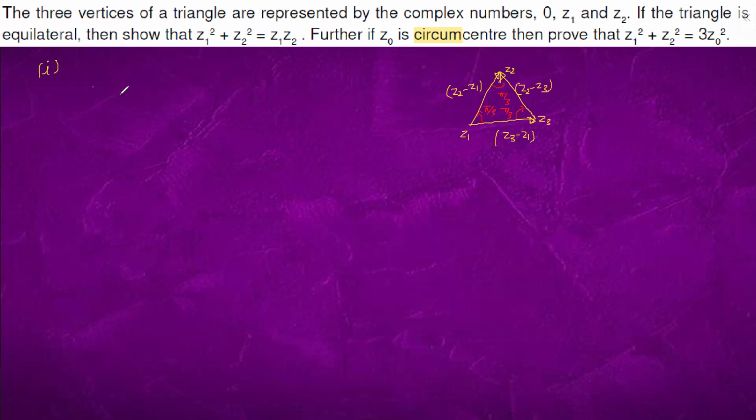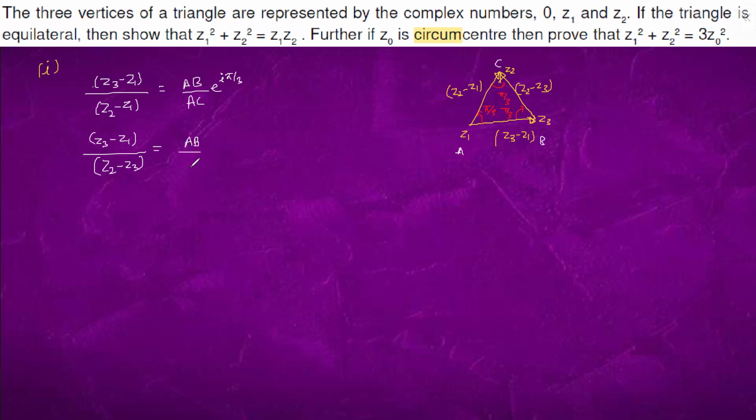So we have z3 minus z1 upon z2 minus z1, if we consider that, AB upon AC, e to the power iota pi by 3. And second, we have z3 minus z1 upon z2 minus z3 equals AB upon BC, e to the power iota. The vector is like this, so this angle will be pi minus pi by 3, which is 2 pi by 3.